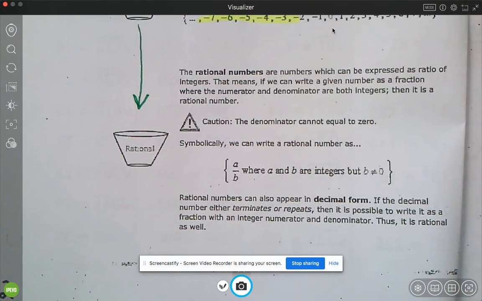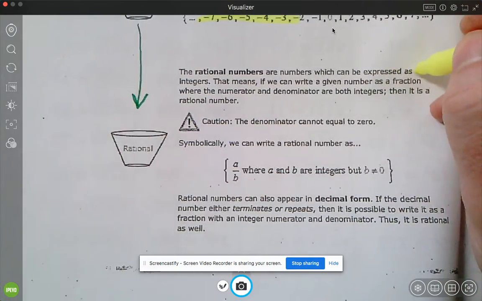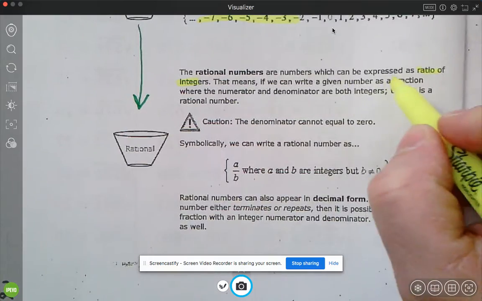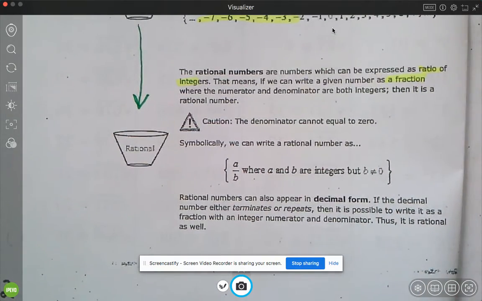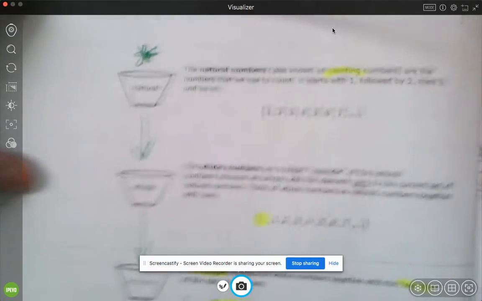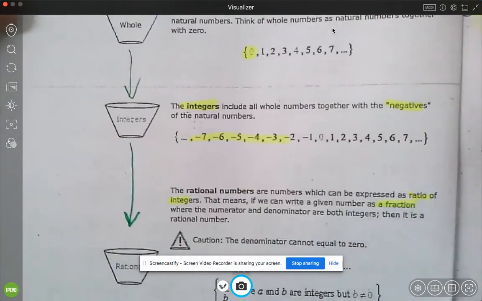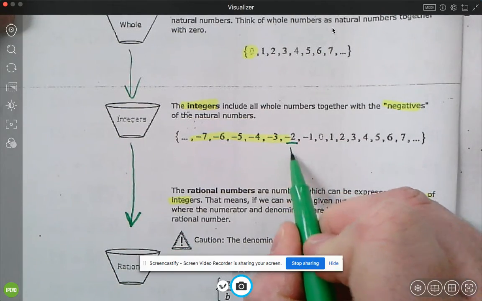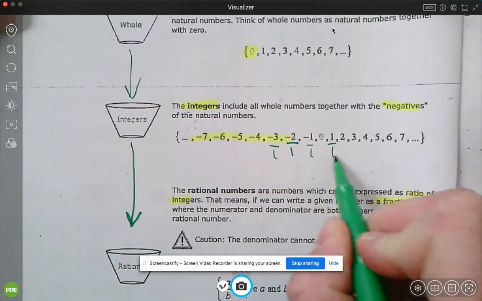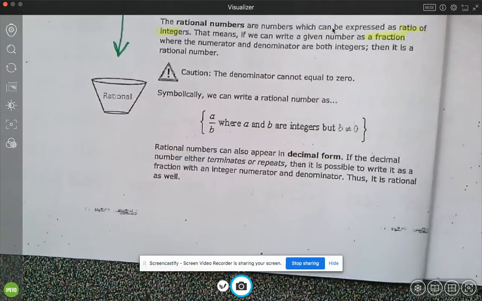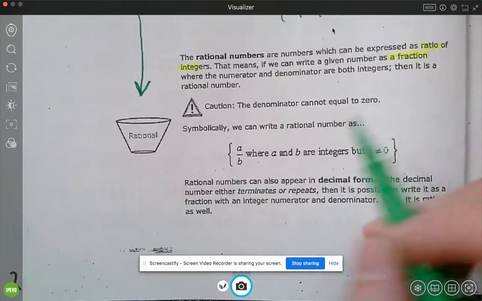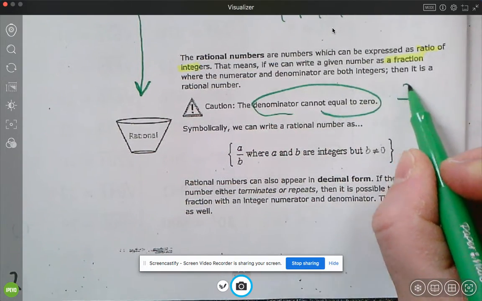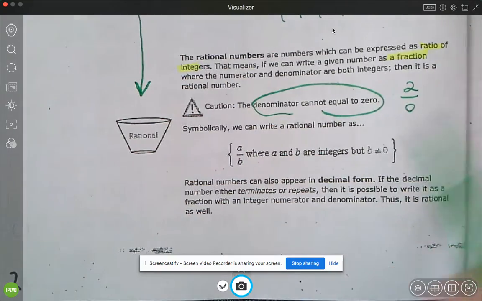Rational numbers are numbers that can be expressed as a ratio of integers. That means you can write the number as a fraction. If you can write it as a fraction, it's rational. All these numbers up here, natural numbers, whole numbers, integers, can all be written as fractions if I put what underneath it? A 1, absolutely. Now they're all fractions, which proves that they're rational. Going back to the definition, when you make that fraction, your denominator cannot be equal to 0. You can't have 2 over 0 because that's what? Undefined.